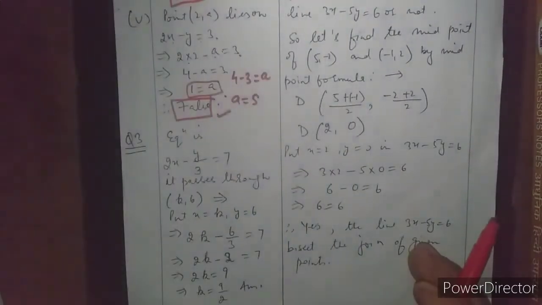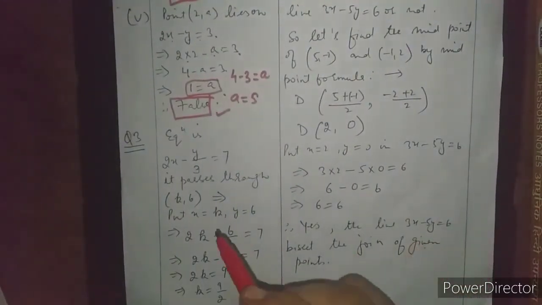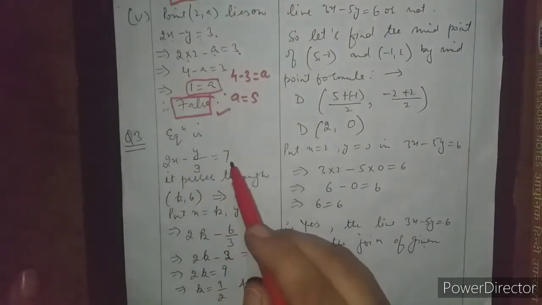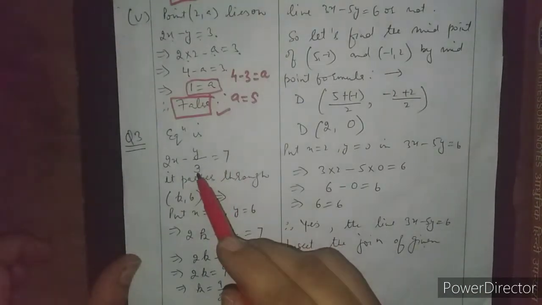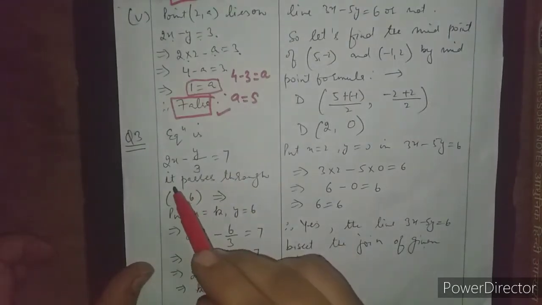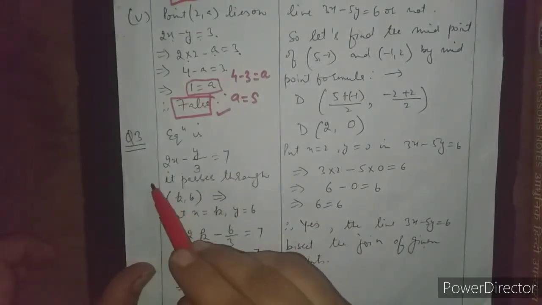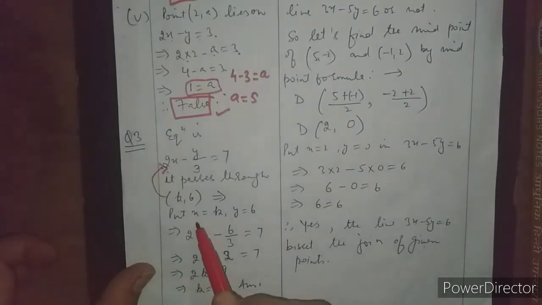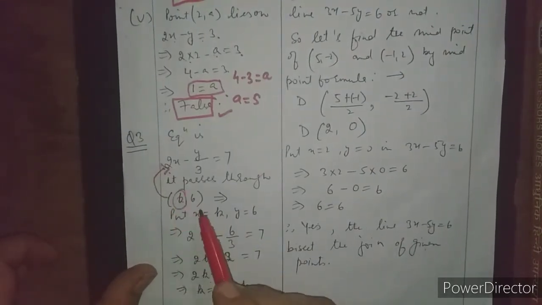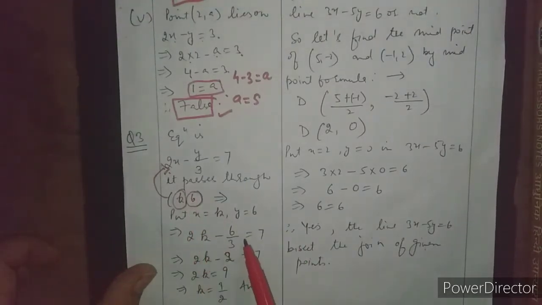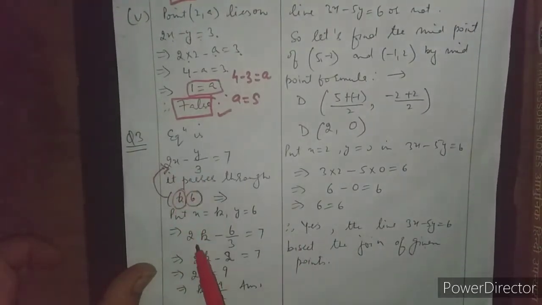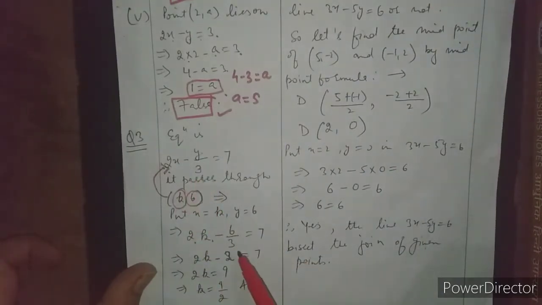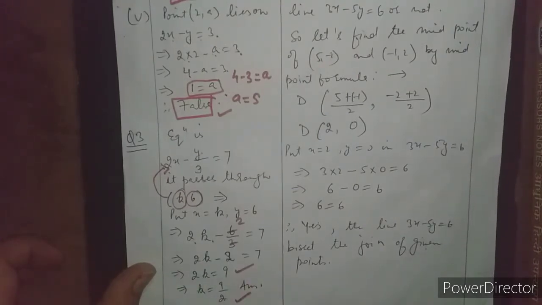Okay, so now see, I have solved this. The equation is given to be 2x minus y by 3 equal to 7. It is already given that it passes through the point. Passes means it will satisfy the equation of this line. So we will put x equal to k and y equal to 6. At the time of putting, I will get 2k minus 6 by 3, which is equal to 7. At the time of solving, 3 ones are 3, 3 twos are 6, so 2k minus 2 is equal to 7, or 2k is equal to 9, or k is equal to 9 by 2.